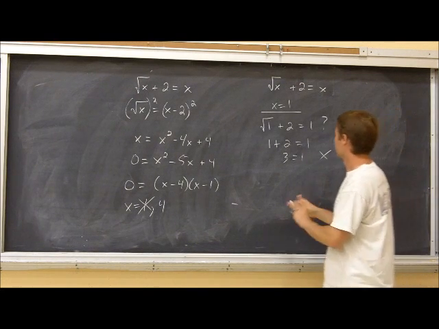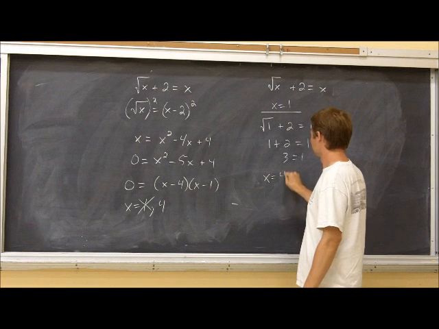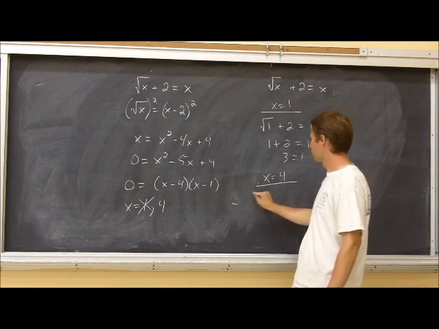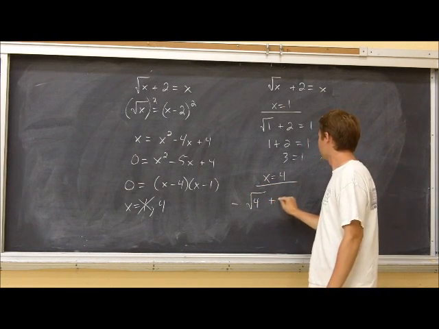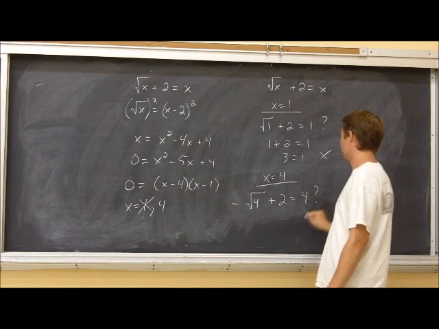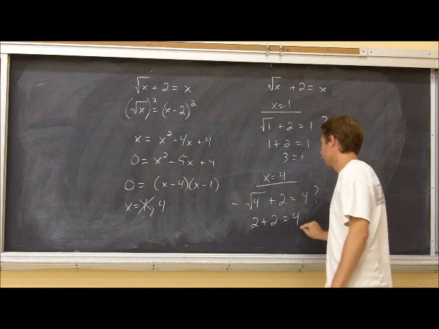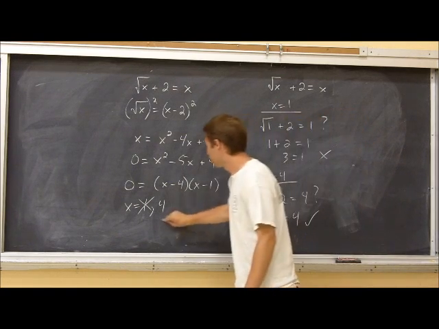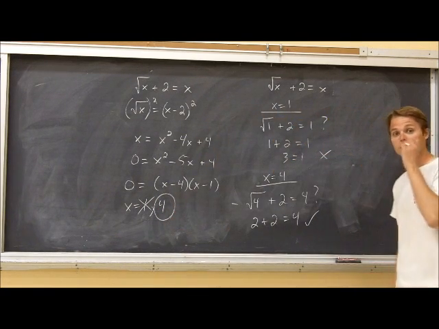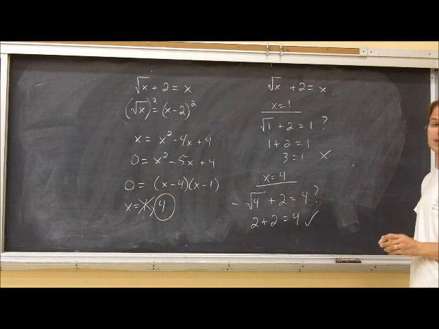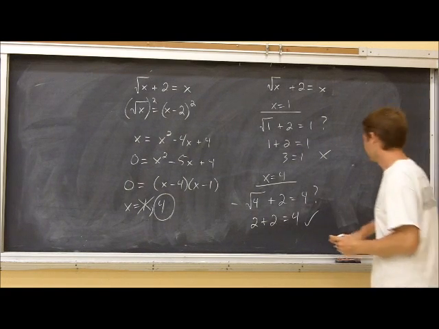But let's check the other one, x equals 4. Okay, so if I take the square root of 4 plus 2, is that equal to 4? Well, sure, square root of 4 is 2, and then 2 plus 2 is equal to 4, so that one works great. I'll take that answer and I'm going to throw away the x equals 1 as an extraneous extra answer.